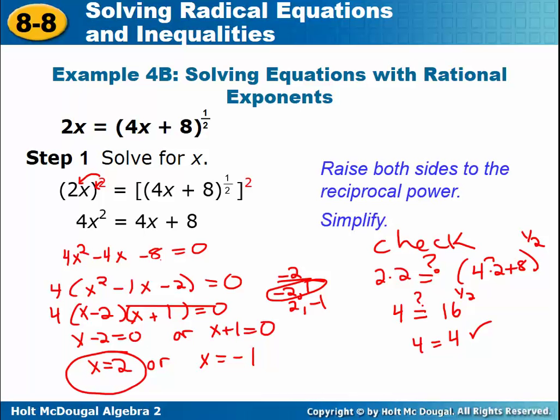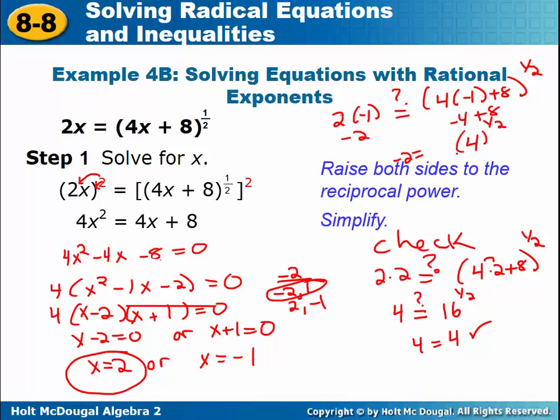Now the other one might work too. It doesn't always mean that one of them works and one doesn't. Sometimes both work, sometimes even neither work. So let's check when you have -1. So that would mean on the left side we'd have -2, and we want to see what we get on the right side. So that would be 4 times -1 is -4 plus 8. That's a +4 to the 1/2 power, which is the square root of 4. So on the left side, we got -2. On the right side, we have the square root of 4, which is a +2. That does not work. So this answer does not work, and then this is our only good answer here.